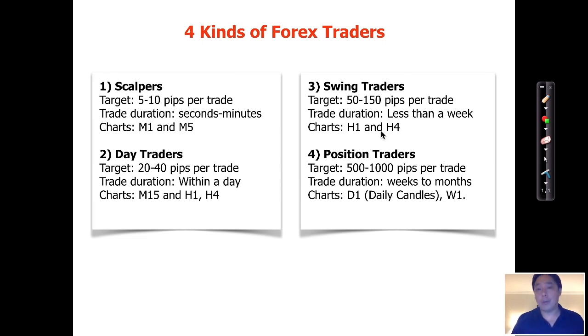Next, we have swing traders. Swing traders will typically target 50 pips to about 150 pips per trade. So when they hit 50 to 150, they're out of the trade. The trade duration usually lasts for less than a week, a couple of days. They'll look at charts with hourly or 4-hourly candles. So those are swing traders.